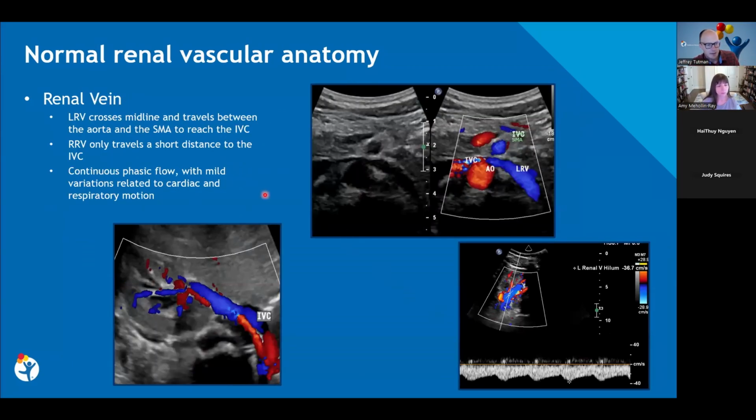As far as our renal veins, the left renal vein will cross over midline and come between the aorta and the SMA to get over to the IVC. That can have an impact on the waveforms that we can pick up from there, just because it is in such close proximity to the SMA. Sometimes you can get some of that adjacent pulsatility, which will cause a little bit of pulsatility within that waveform. But overall, the veins will typically have forward phasic flow, with cardiac and respiratory motion variabilities.